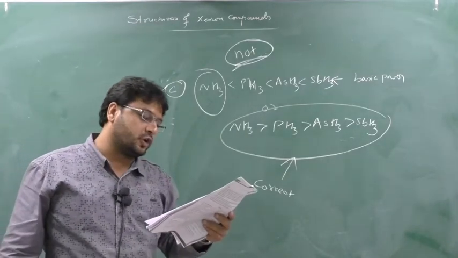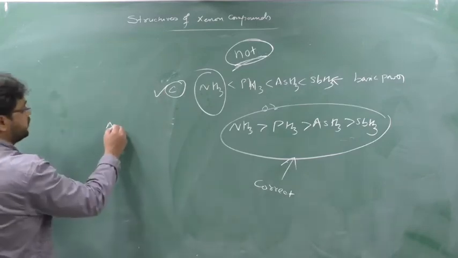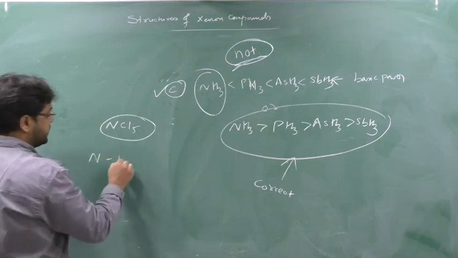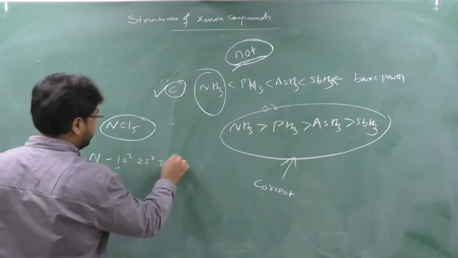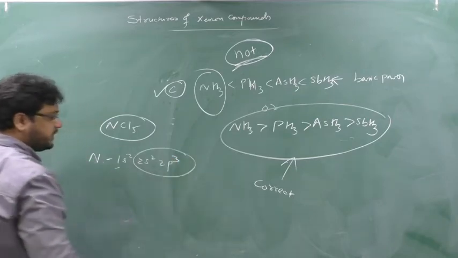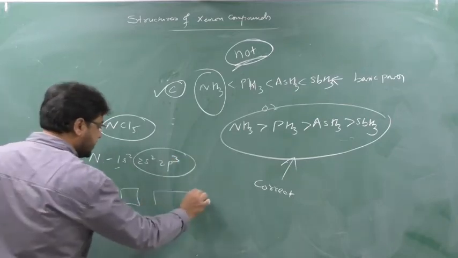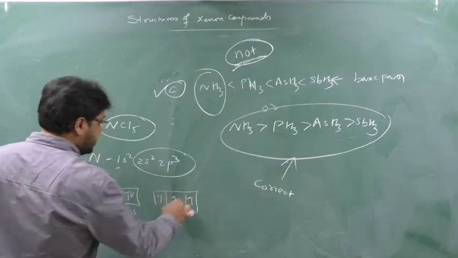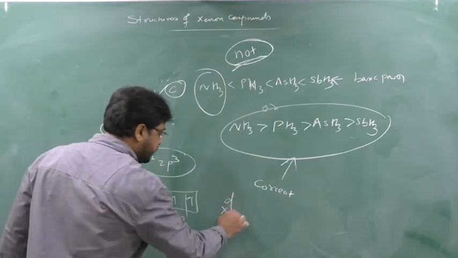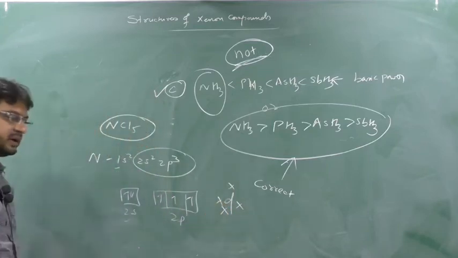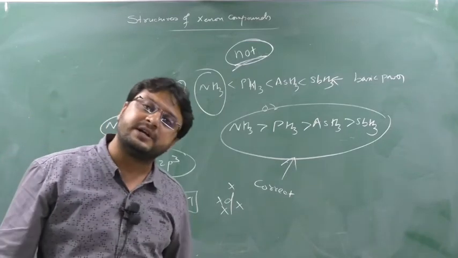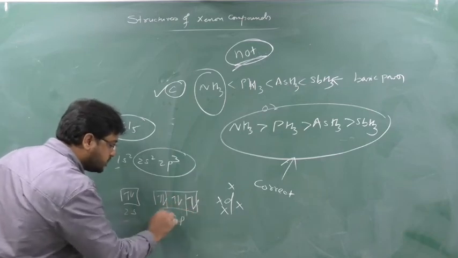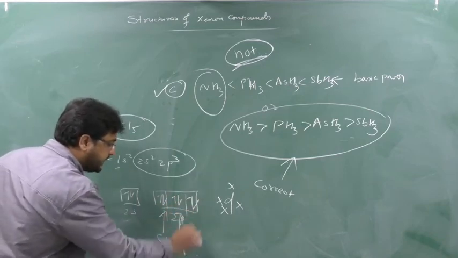Next question: which of the following is not known? NCl5 cannot be known, because if you see the nitrogen electronic configuration, it is 1s2, 2s2, 2p3. So see the outermost orbit: 2s2, 2p3. S has 2 and 2p has 3. Yes or no? Now nitrogen does not have any d orbital. When there is no d orbital, expansion does not occur. And when expansion does not occur, at the max how many positions are possible for chlorine? 1, 2 and 3. So here one chlorine can come, here one chlorine, and here one chlorine.